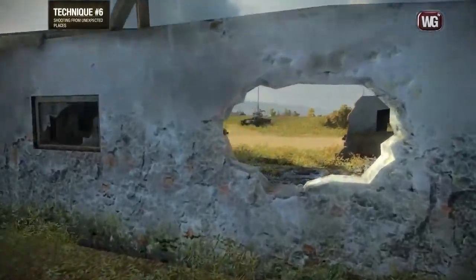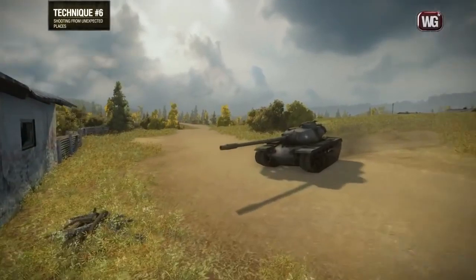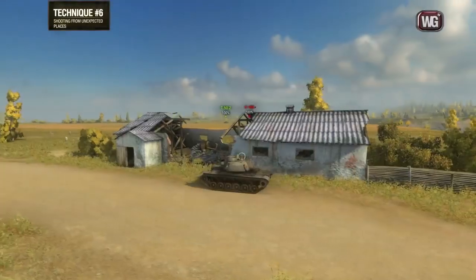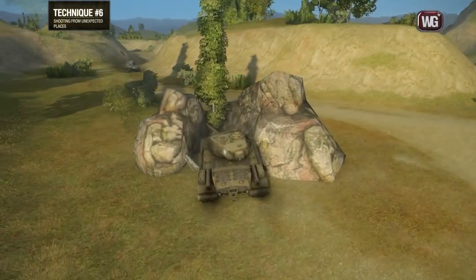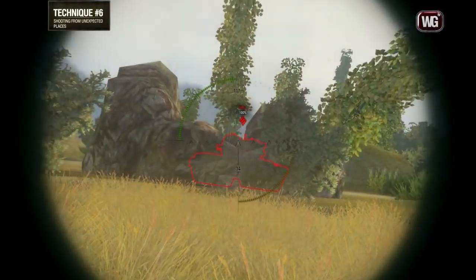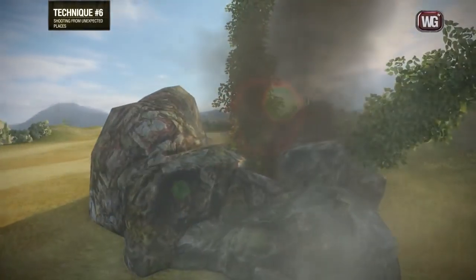Technique number 6. Using ground cover and shooting suddenly from unexpected places. Buildings may have windows and doors you can shoot through. Ruins may have gaps that can also help. Fences and rock walls are a good opportunity to blaze away at your enemy with only a tiny part of your turret exposed. Use these places, study the maps, and try to remember any advantageous positions you found.